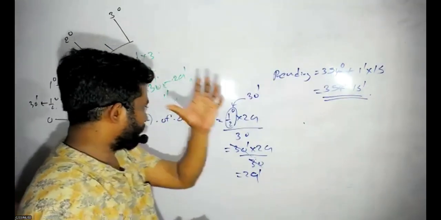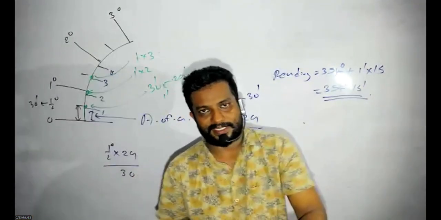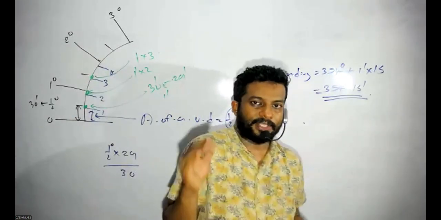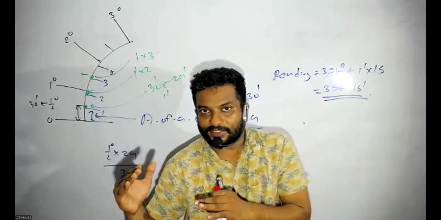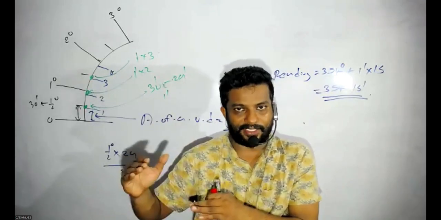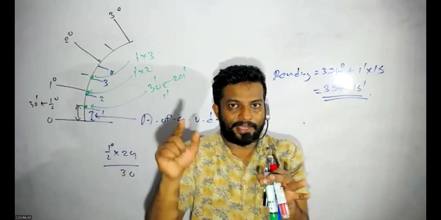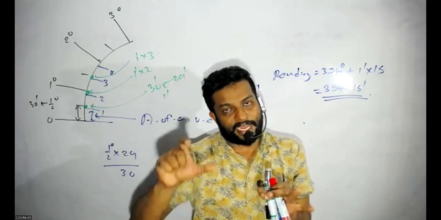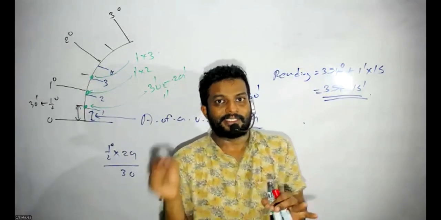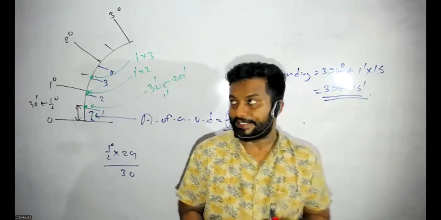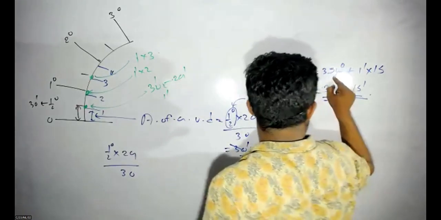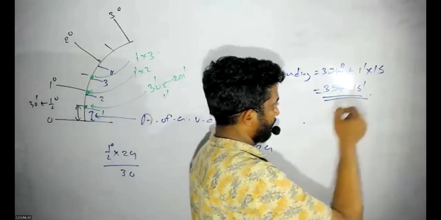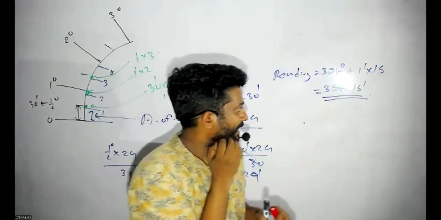In this question, first you need to identify the least count of the scale, right? To identify the least count of the scale, you need to align the vernier division with a main scale division. Then you can identify how many main scale divisions coincide with the vernier scale. Then you can calculate the least count. Then you need to find the reading. The reading is 354 degrees, 1 minute into 15. There are 15 divisions, right?